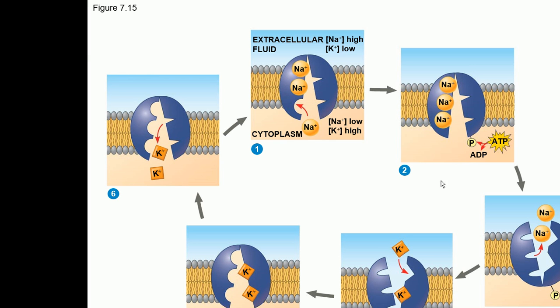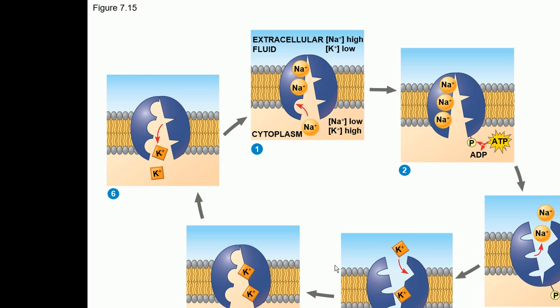There are 2 binding sites for potassium ions. So in this shape, this protein is going to deliver sodium ions outside the cell, as well as it can also bind potassium ions to itself. And followed by the binding of potassium ions to this protein, there is a process called dephosphorylation. This protein becomes dephosphorylated. This protein loses the phosphate group.